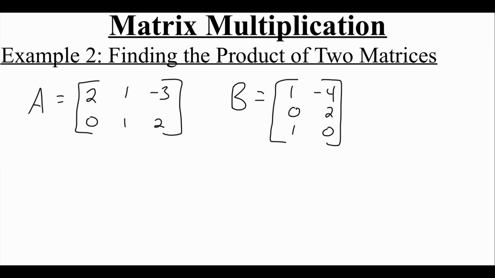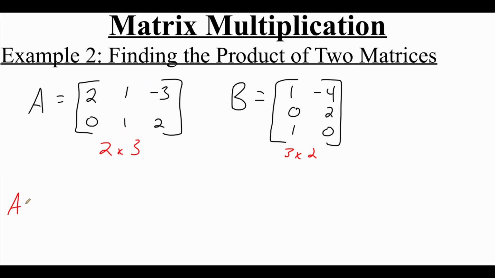I'm going to try to color code this the best I can. So let's say we had matrix A with the entries 2, 1, -3, and 0, 1, 2. And let's say we had matrix B as 1, -4, 0, 2, 1, 0. The first thing we want to look at are the orders. So this first one is a 2 by 3 matrix, and my second matrix is a 3 by 2 matrix. So we notice that these two numbers in the middle are the same, which means that we can do the multiplication. So we're going to do that row by column multiplication, and here's what that means.